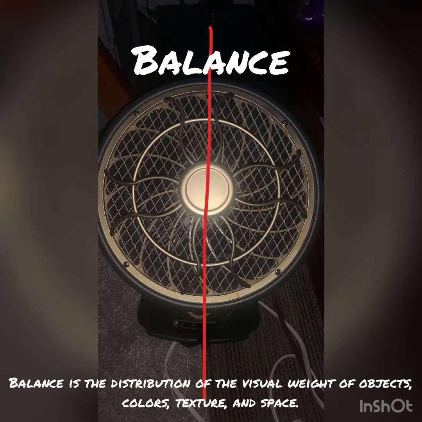Now we have balance. Balance is the distribution of the visual weight of objects, colors, texture, and space. I basically took a picture of this fan I have in my room, and you can see it's balanced. Each side is the same. The left side and the right side balance each other.